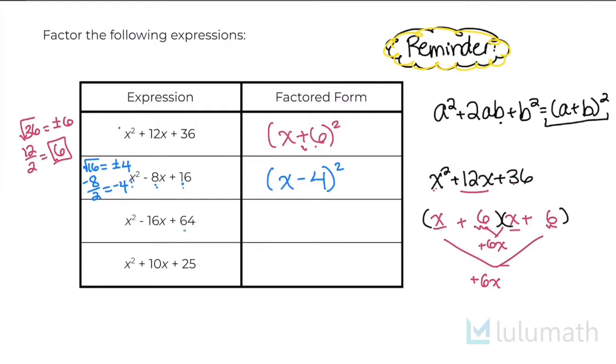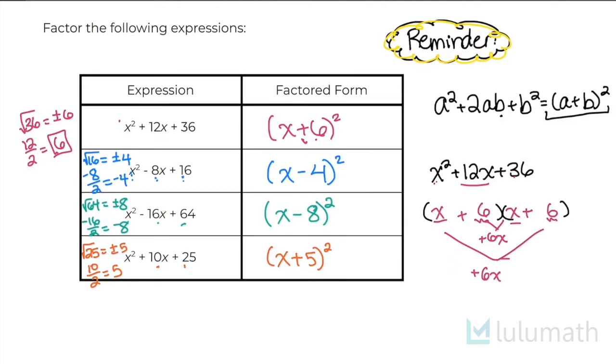For this next one here, I would take the square root of 64, which is either plus or minus 8, or I could take this negative 16, divide it by 2, and I get negative 8. So I know it's going to be x minus 8 quantity squared. And then in our last example here, I could take the 25, take the square root of it, I get plus or minus 5, or I could take the 10, divide it by 2, and I would get positive 5. So I know that this is going to be x plus 5 quantity squared.